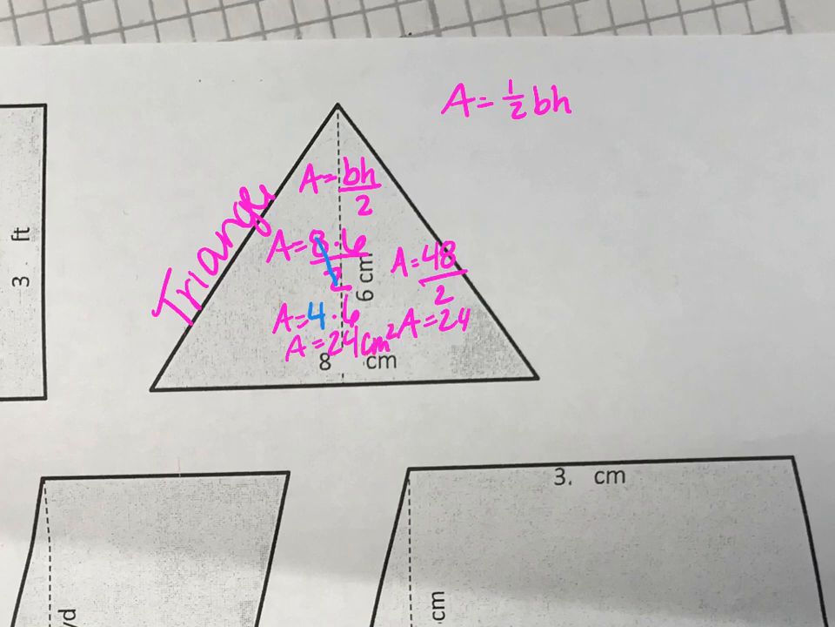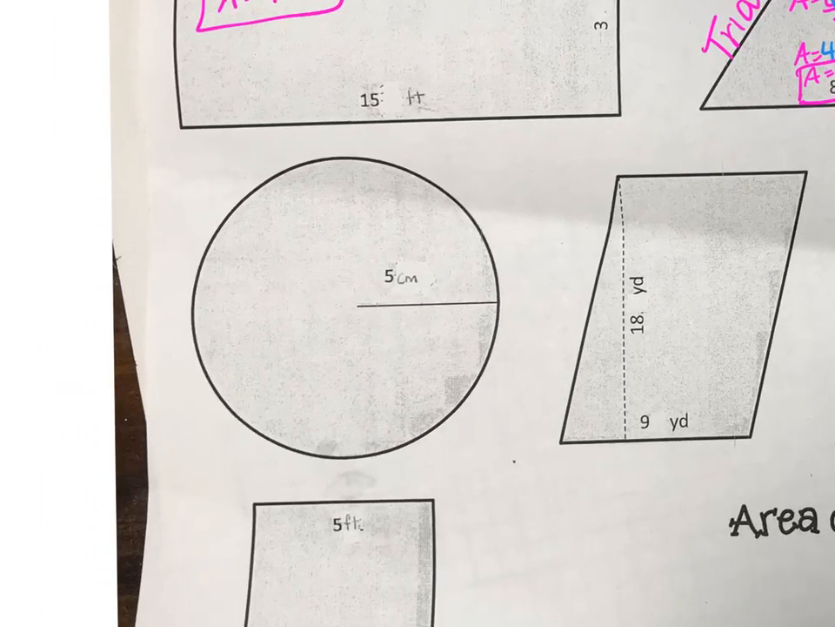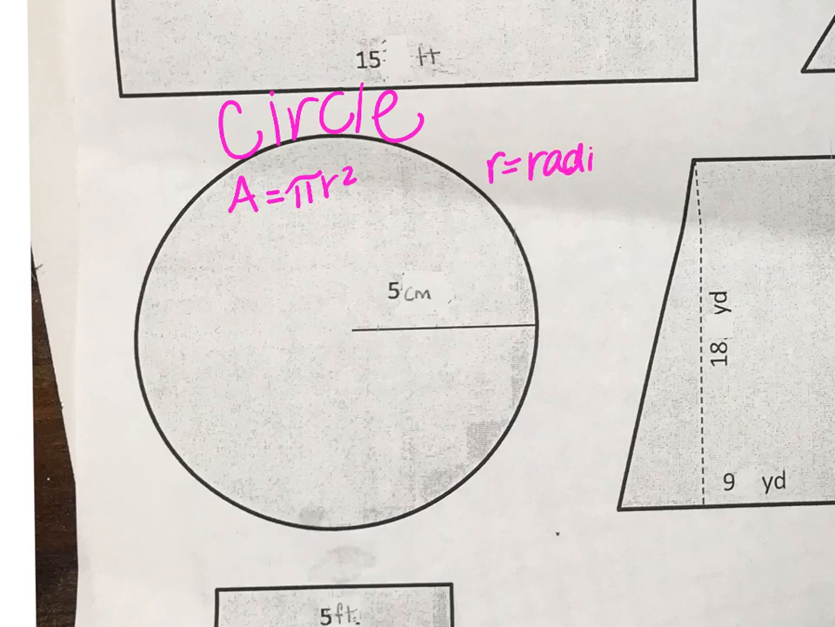So we're going to talk about centimeters squared because area is always in squares. Okay. This one right here is a circle. So our formula is pi r squared, where r is the radius. Okay, so our radius is 5 and pi is 3.14.